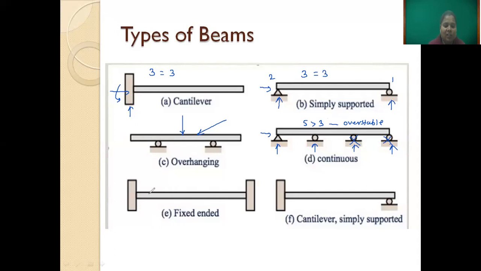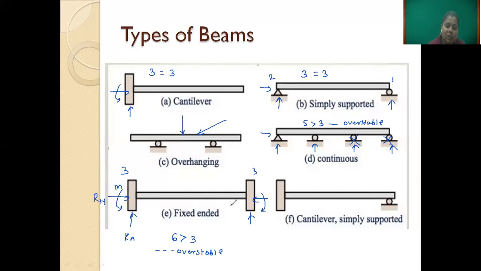Now you tell me, for this fixed ended beam. Overstable, yes, overstable, but the number of unknown reactions and moments is 6. For a fixed support, there are 3 reactions and moments: one is vertical, then horizontal, and moment. So for the first fixed support, 3 reactions and moments, and for the second fixed support, there are 3. So 3 plus 3, 6, should be greater than 3. So this structure is overstable or indeterminate structure.